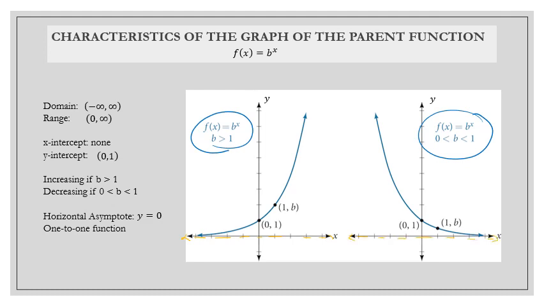The y-intercept is (0, 1). The function is increasing if b is greater than 1 and decreasing if b is between 0 and 1. I mentioned the horizontal asymptote. And also both of these functions are one-to-one functions, which means there exists an inverse function, which we will talk about later in the chapter.